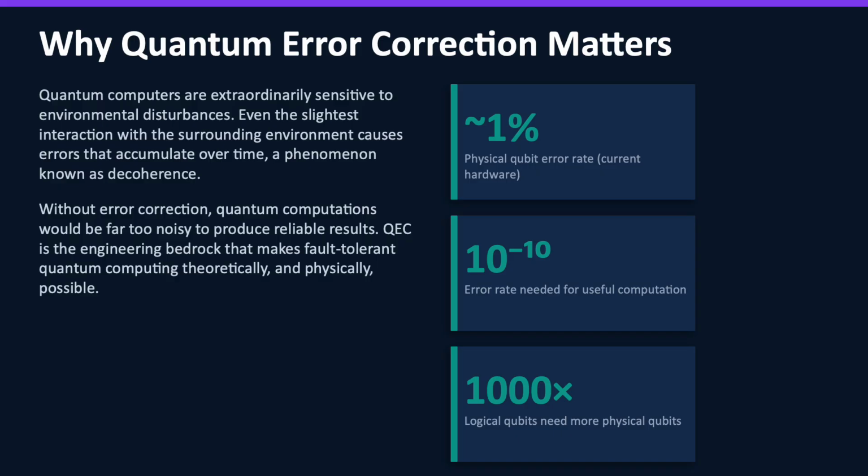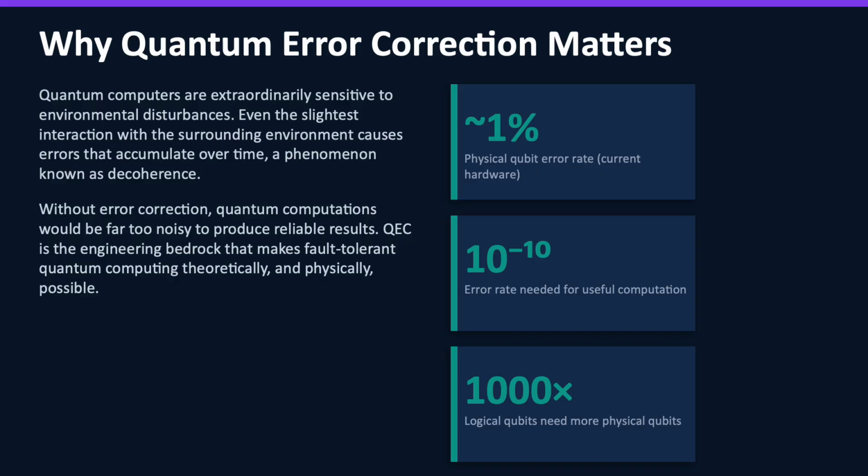Current quantum processors make errors at a rate that would be completely unacceptable for any real computation. The error rate needs to drop by a factor of roughly 10 billion. Not 10, not 1,000, but 10 billion, before a quantum computer could reliably run the kinds of algorithms that would make it useful for solving real-world problems like drug discovery or cryptography.